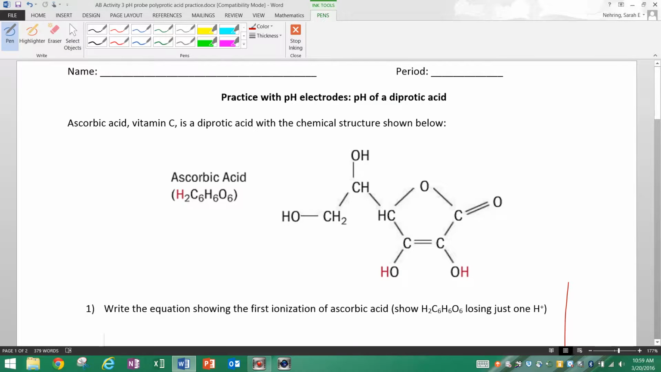Hello, this is Mrs. Nearing, and we're going to do a video going over how to find the pH of a polyprotic acid. This is a handout that you should have from class. You can follow along with me, and there are some practice problems on the back.